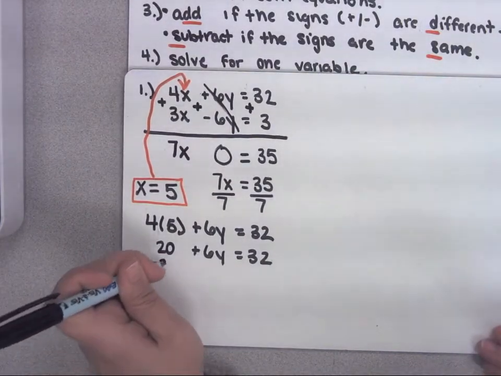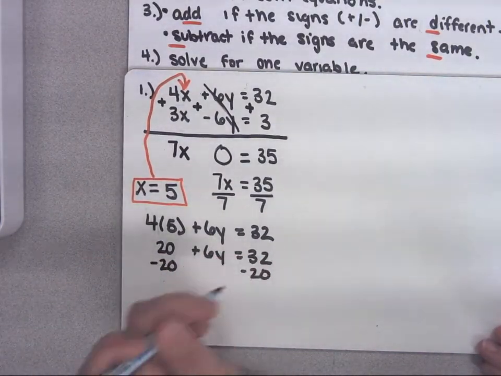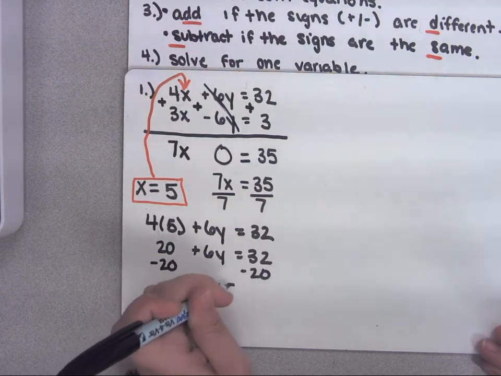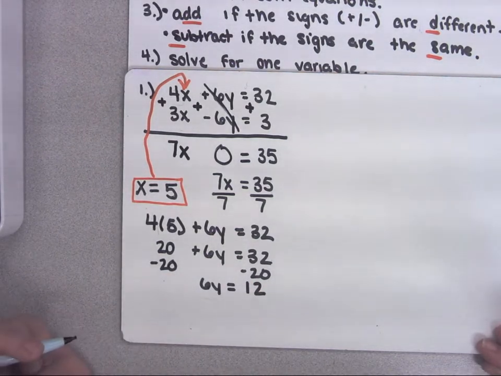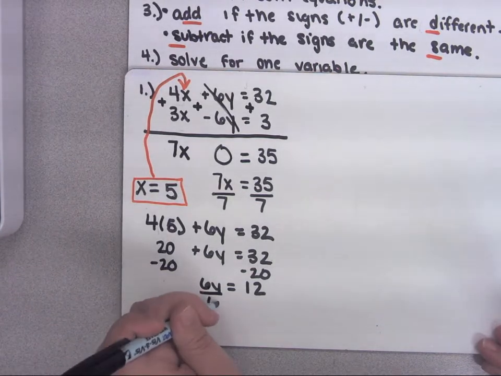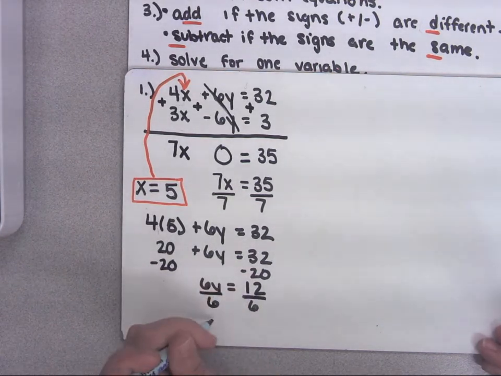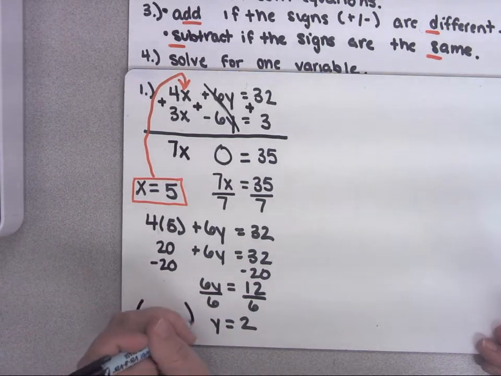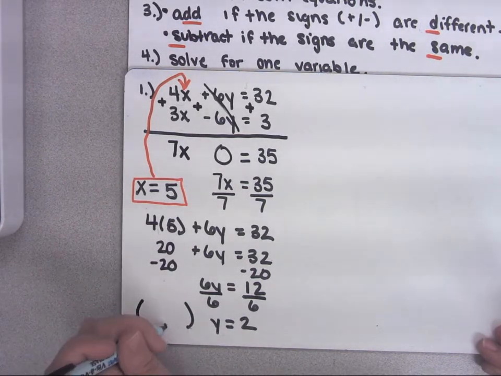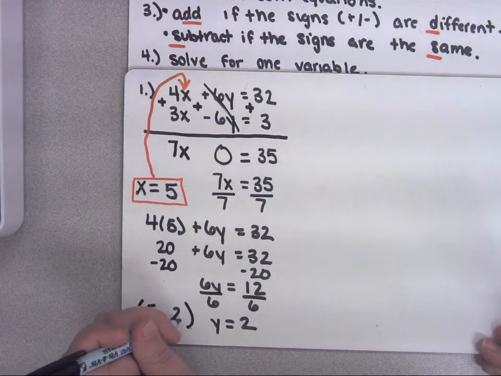Yep, subtract 20 from both sides. So then I have 6y equals 12. How do I get y by itself? Divide by 6 on both sides, and I get y equals 2. And then, Derek, how do I write my final answer? 5, 2.